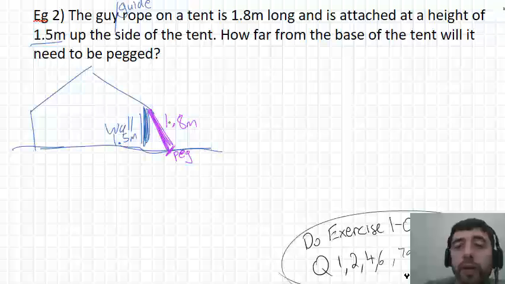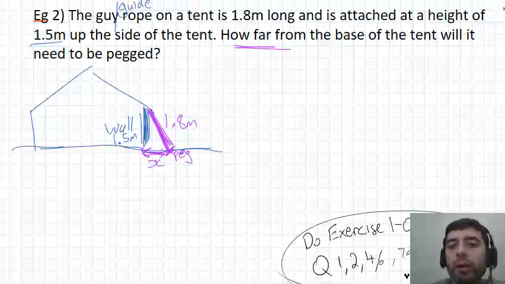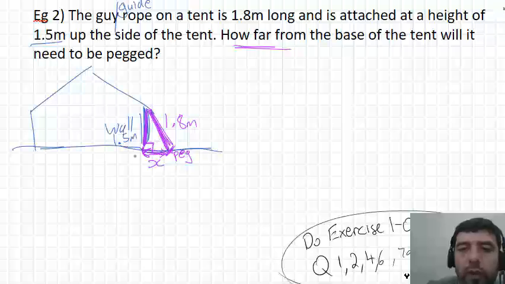Doesn't matter. We've got our peg, and the question is, how far from the base of the tent will it need to be pegged? So this is the length we're going to find. This is the one I'll call X in this particular situation. Again, where is the Pythagoras? Well, the Pythagoras comes in because we now have a right-angled triangle with two sides given and one side we don't know, X meters. So again, we write out Pythagoras' theorem.